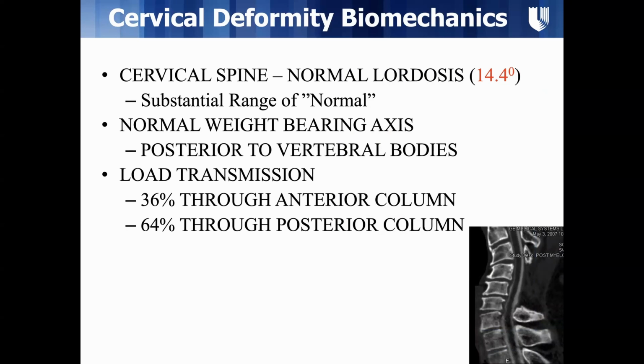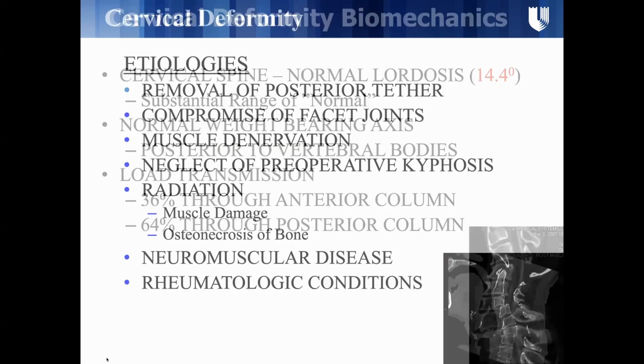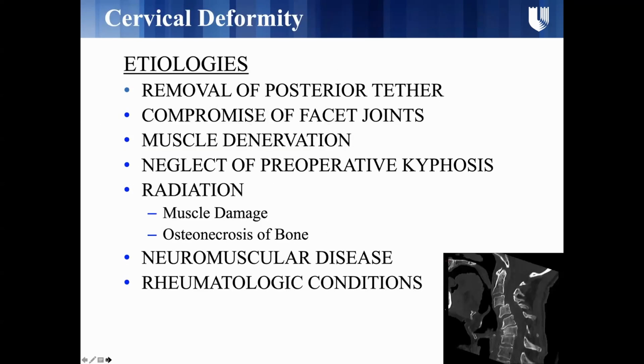The normal cervical spine has a lordosis of about 14.5 degrees, but there's a substantial range of normal. The weight-bearing axis in the cervical spine is posterior to the vertebral bodies, unlike the thoracic and lumbar spine, and the load transmission has almost 2/3 of the force or load through the posterior columns. This results in a situation where the cervical spine is particularly predisposed to developing deformity with iatrogenic injury.